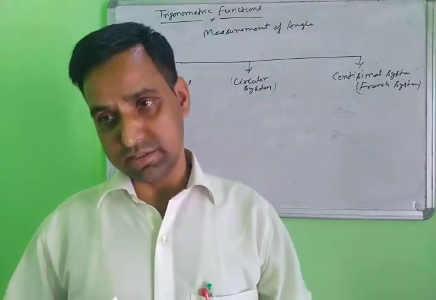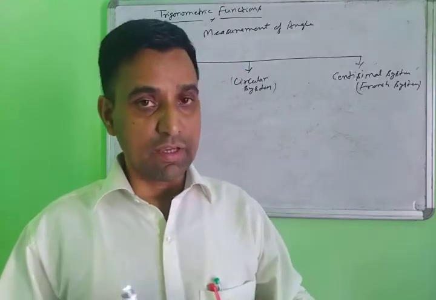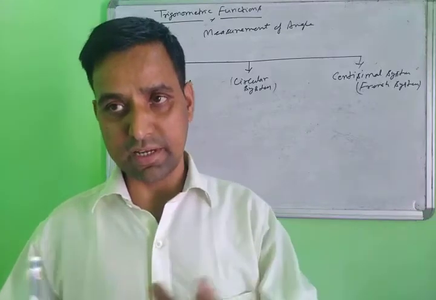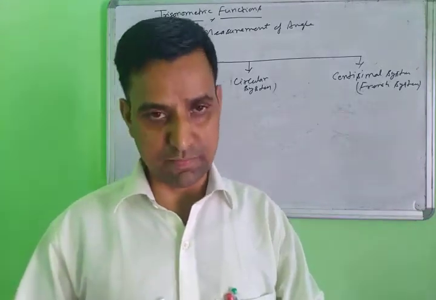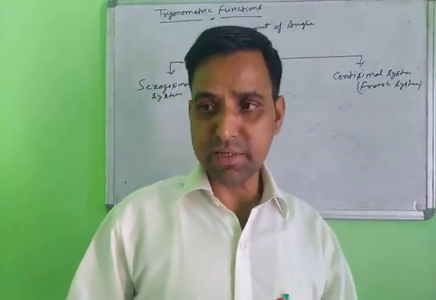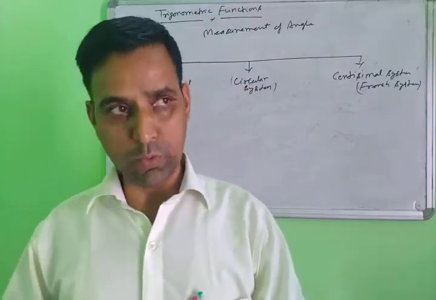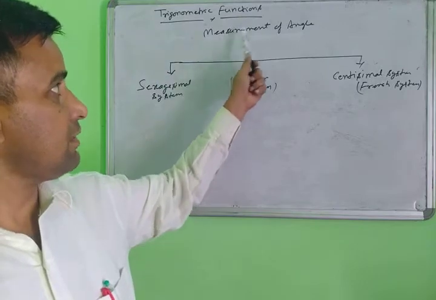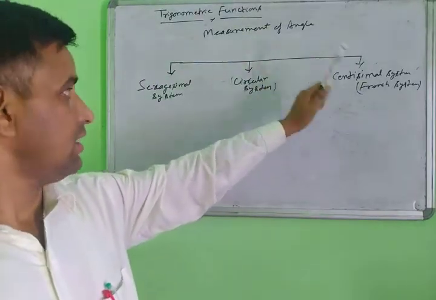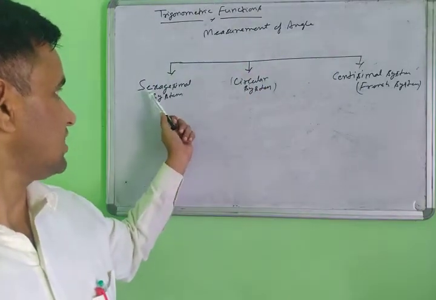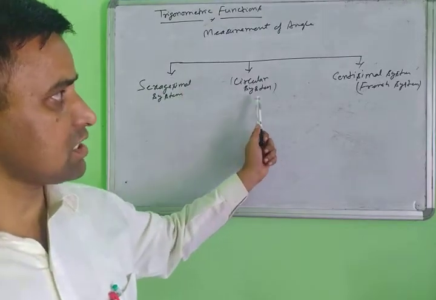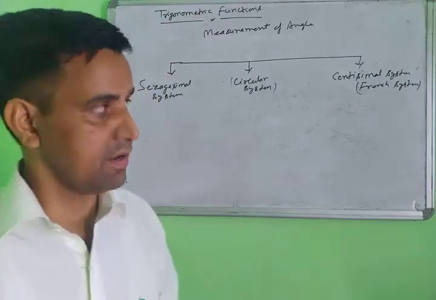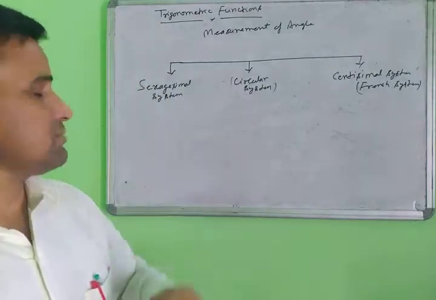measurement of angles. In class 10 you learned to measure angles only in degrees, not in other systems. But in class 11 we will measure in degrees and other systems also. First, measurement of angles. There are three systems: the sexagesimal system, the circular system and the centesimal system. What is the sexagesimal system?